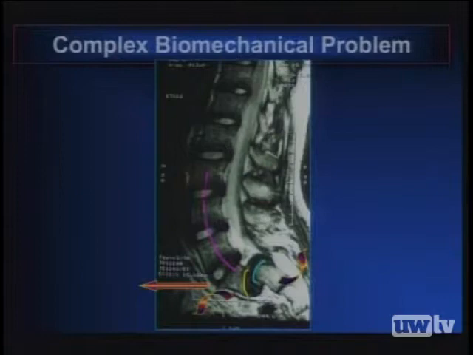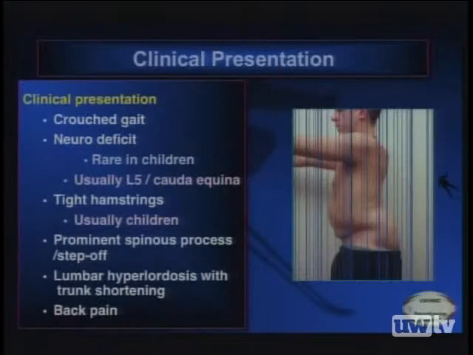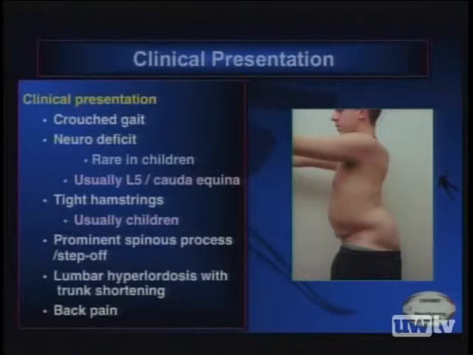And then we get compensatory changes, such as the increased lordosis, in compensation in order to keep a sagittal balance. And that sort of thing not only plays initially on the construct, but also will have long-term consequences of those anatomic constraints as the patient ages, particularly into the 40s, 50s, and 60s. And the clinical presentation is varied: crouched gait, neurologic deficit (relatively rare in children), tight hamstrings (very common in kids), prominent spinous processes, lumbar hyperlordosis, and back pain.